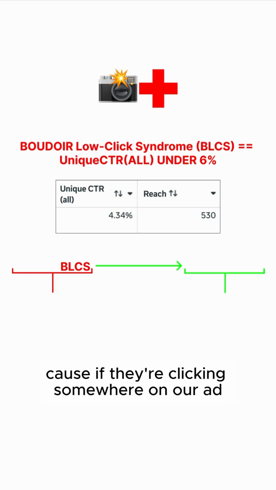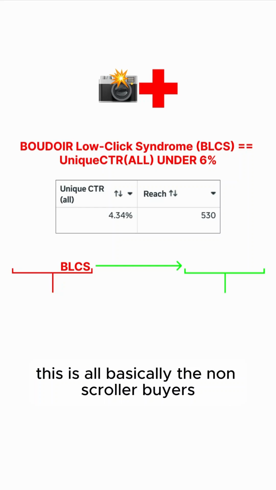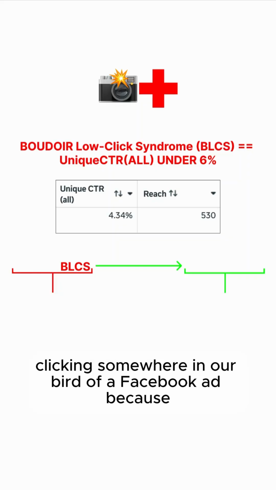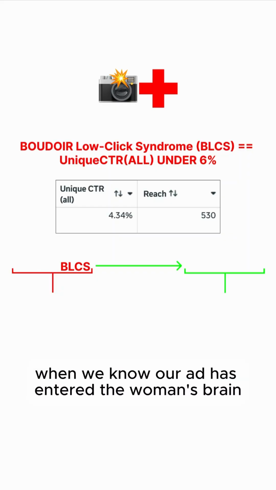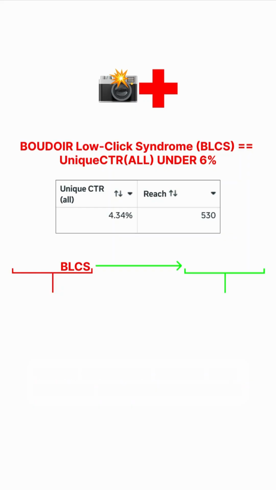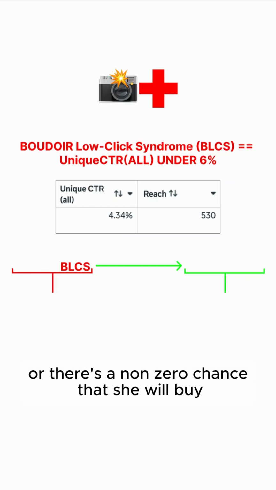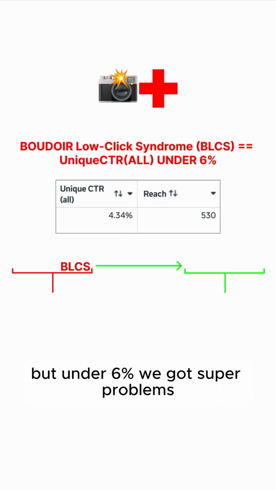And we care about this because if they're clicking somewhere on our ad, that means they're not simply scrolling by. This is all basically the non-scroller buyers. And we want to maximize the number of women clicking somewhere on our Boudoir Facebook ad because that is when we know our ad has entered the woman's brain, and we know that is the only time she will buy, or there's a non-zero chance that she will buy. So we got to get this number as high as possible, but under 6%, we got super problems.